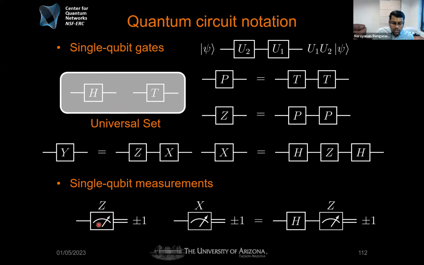Similarly, measurements will be represented by this meter symbol, where we will write the observable on the top, and the possible outcomes will be written on the right. This double line means it's a classical outcome. So it's a classical binary outcome, whereas the input is a quantum state, which is represented using a single line.